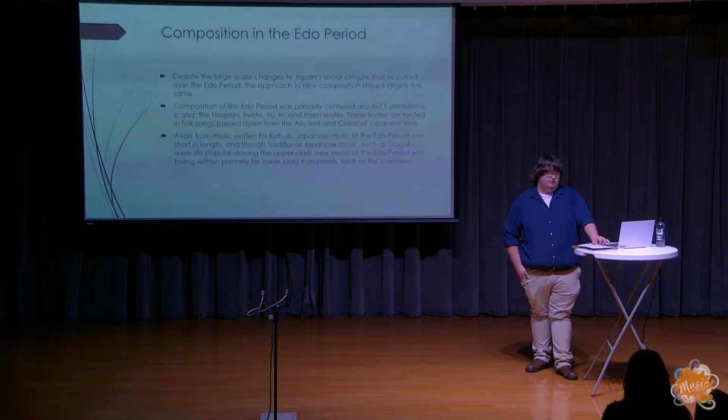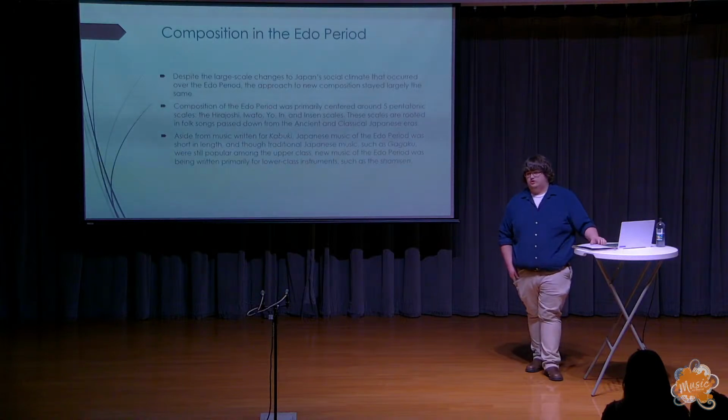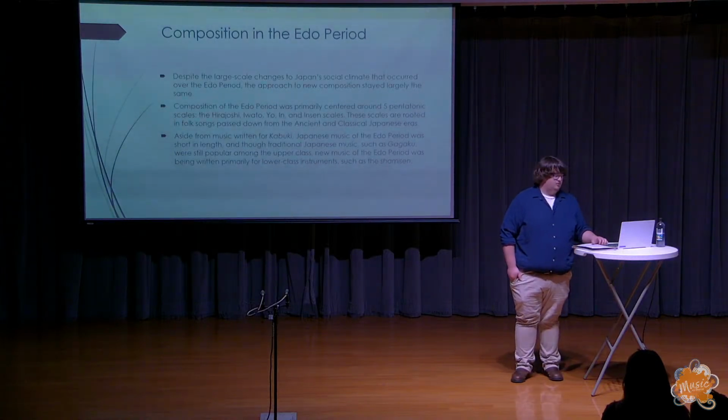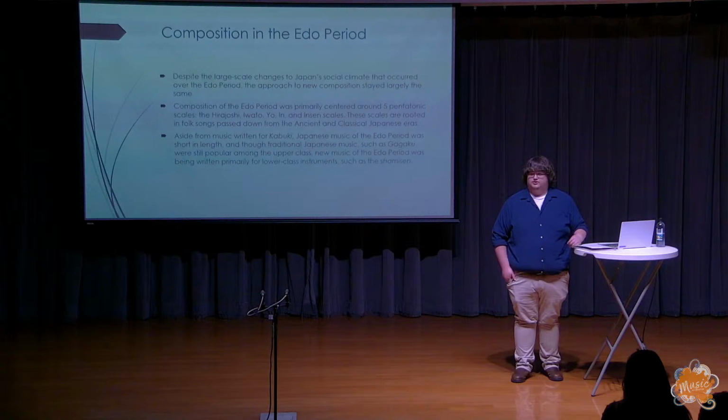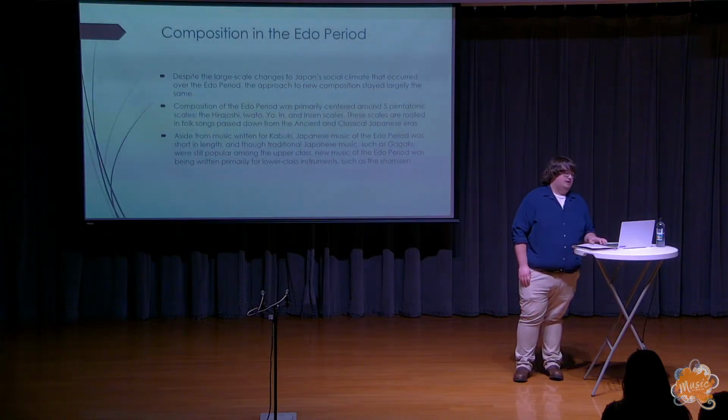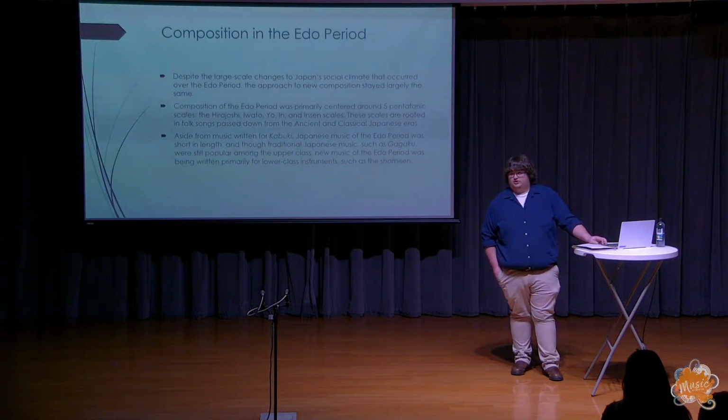Aside from music written for kabuki, a lot of the Edo period's music was shorter, just more easily absorbable, something that you can sit down and listen to and move on to something else. We saw, as I mentioned earlier, a lot of composition for zokugaku, the quote-unquote lower class music, and a lot of it was for the shamisen.